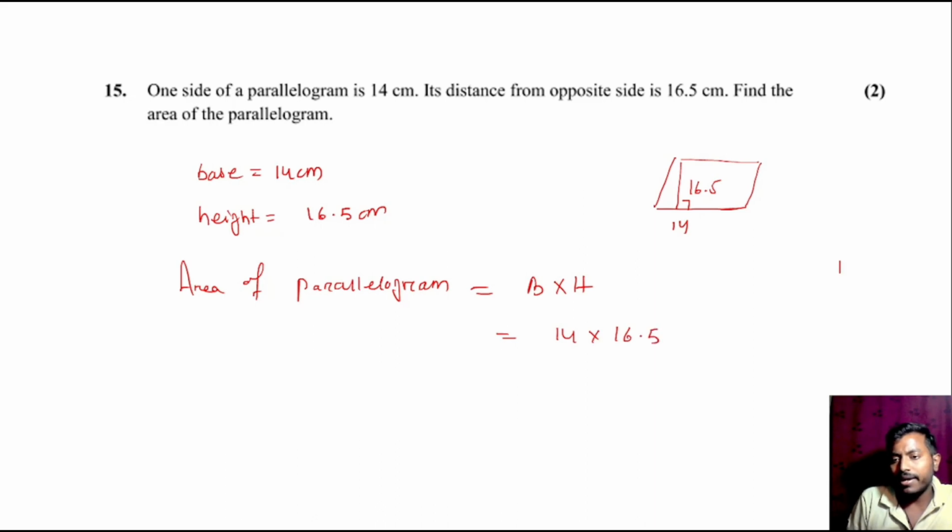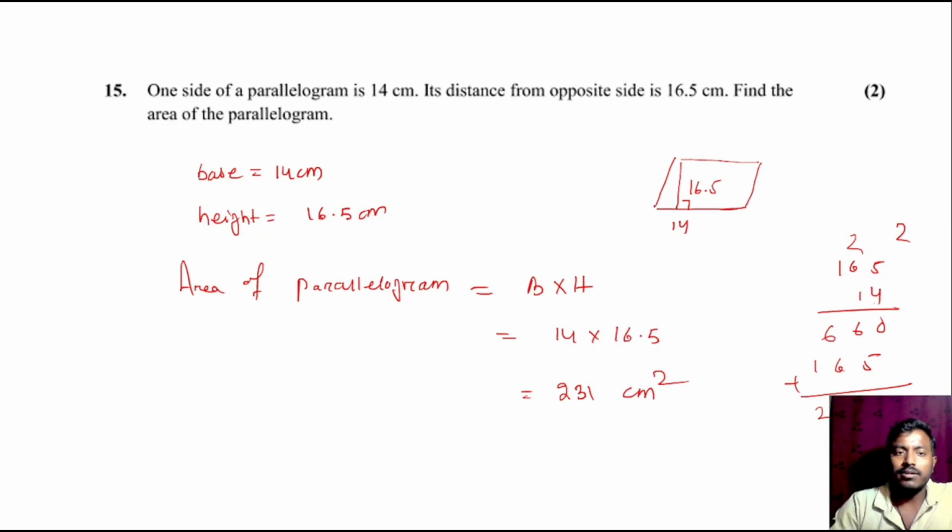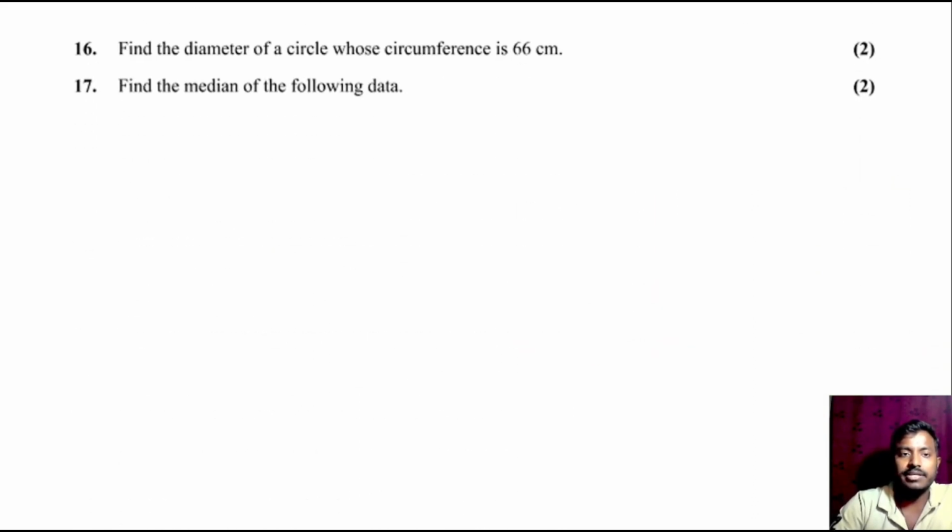Now multiply 16.5 into 14. 4 times 5 is 20, 4 times 6 is 24, 26, 4 times 1 is 4, 2 6, 165. Now add: 1, 2, 3, calculate. There is 1 decimal place, so put the decimal after one digit. So the answer is 231, that is 231 centimeter square. Clear? Next, question number 16.